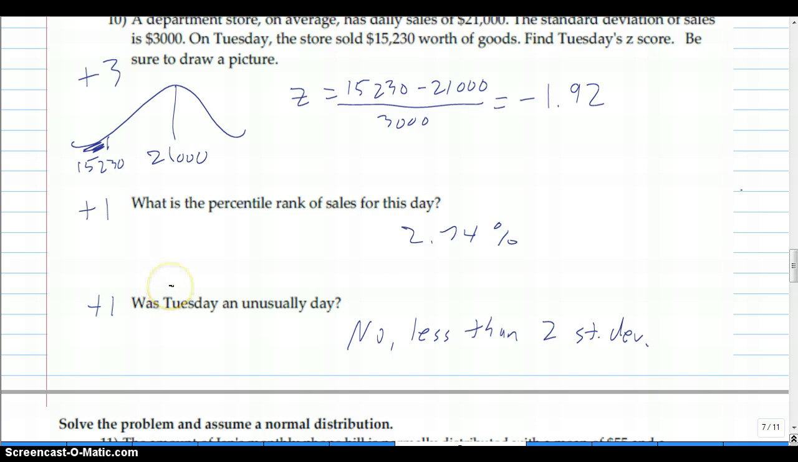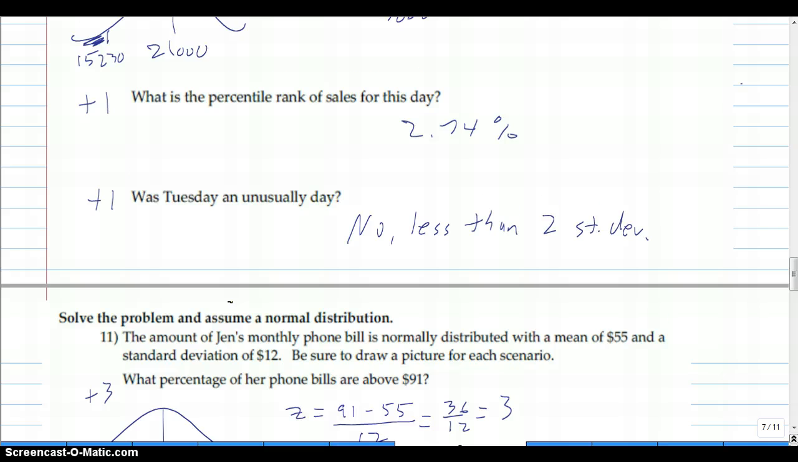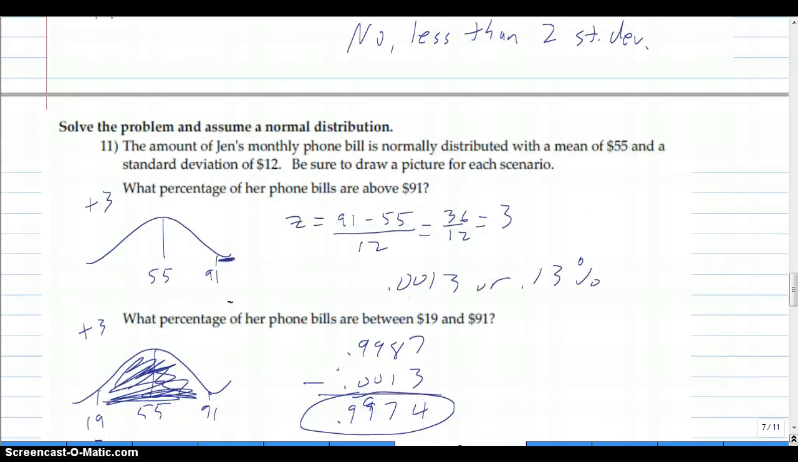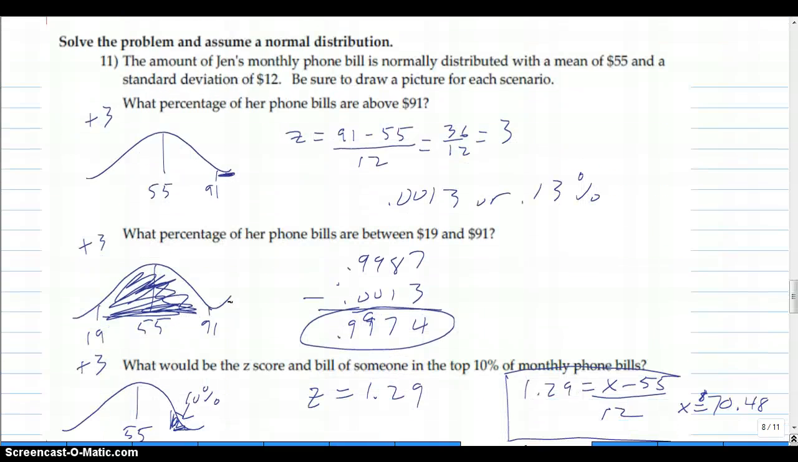A few of you said, well, it's below 5% because it's one-tailed. If you explained it that way, I did give you credit. On 11, again, another one where we find the z-score. It's 3 standard deviations above the mean, and I did take off if you did not draw these pictures.